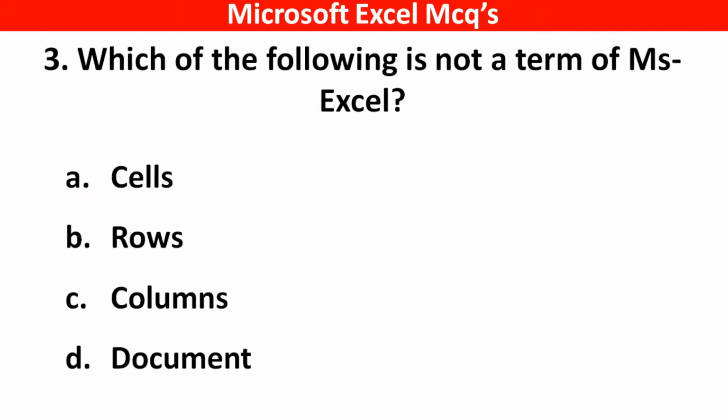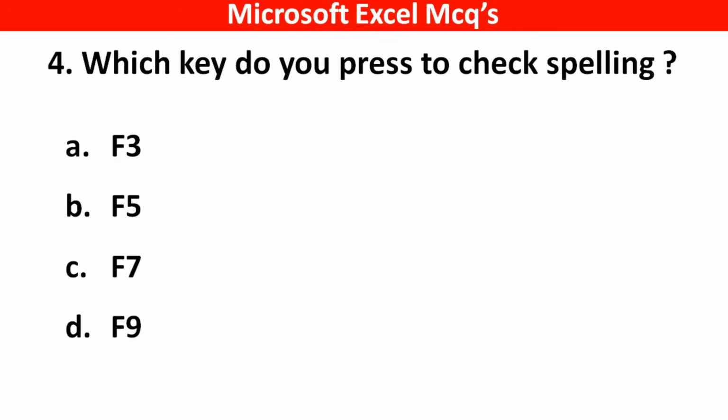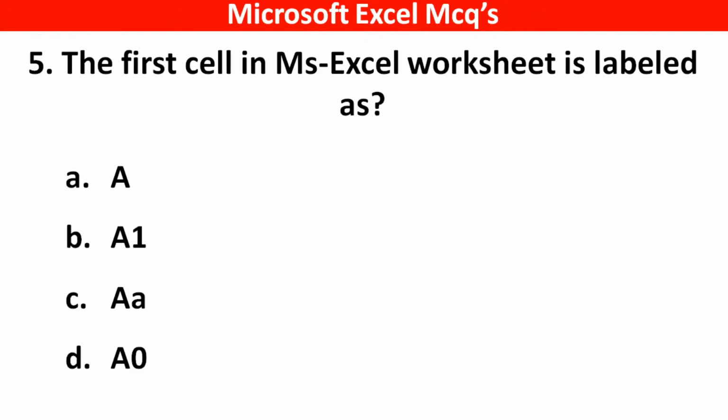Next question, which of the following is not a term of MS Excel? Right answer is option D, document. Next question, which key do you press to check spelling? Right answer is option C, F7. Next question, the first cell in MS Excel worksheet is labeled as. Right answer is option B, A1.